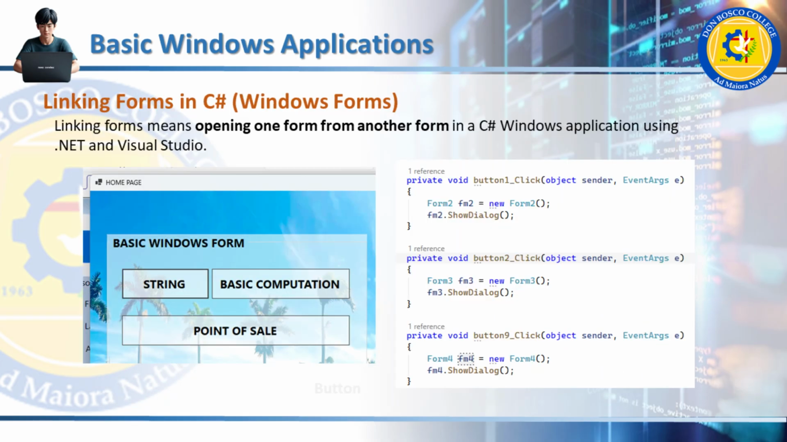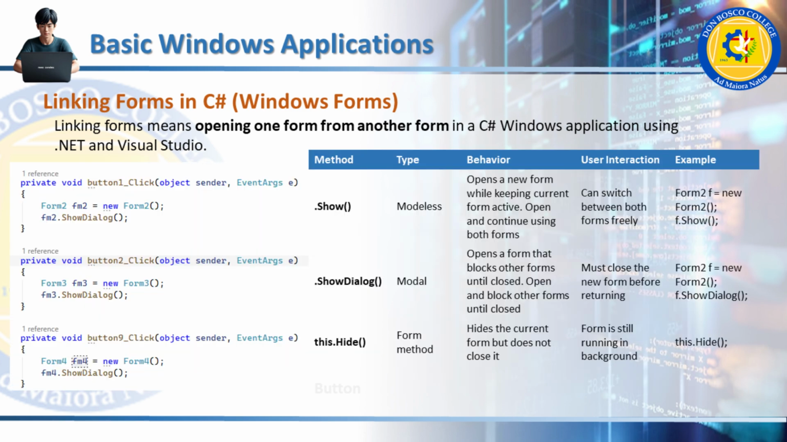Next, I designed Forms 2 to 4 for my basic Windows application samples, and I added code that links Form 1 to Forms 2 to 4. In linking forms, we encountered different methods such as .ShowDialog and this.Hide. The .Show method is modeless, which means it opens a new form while keeping the current form active, allowing the user to continue using both forms.